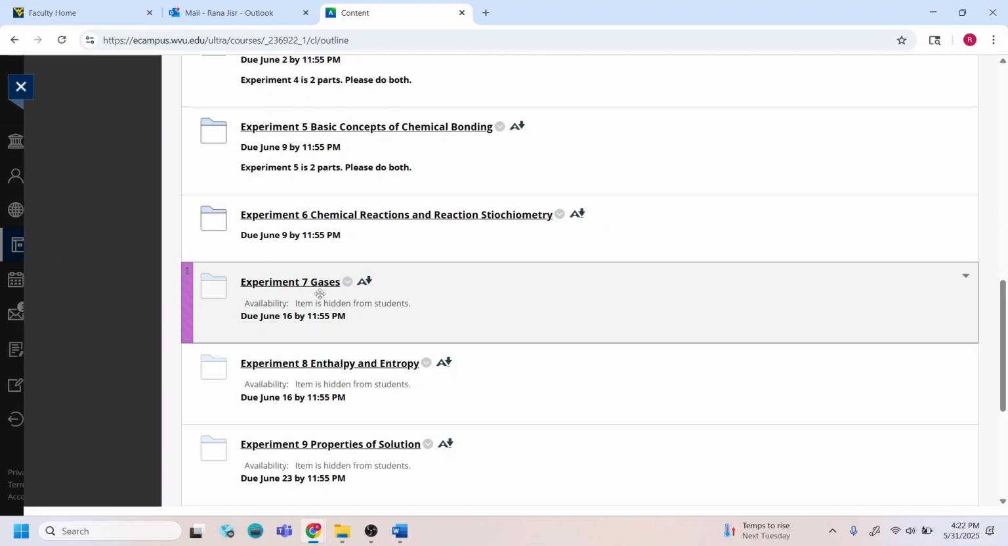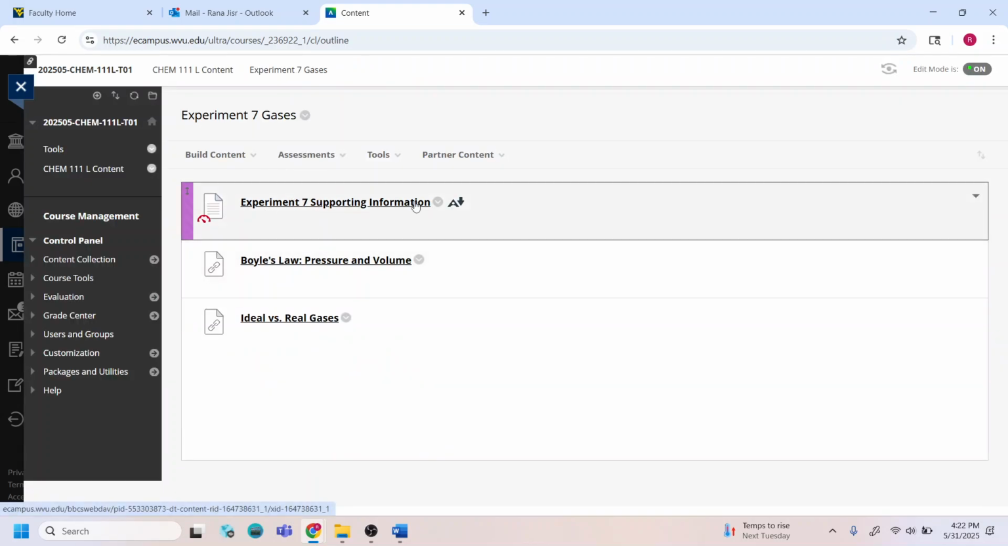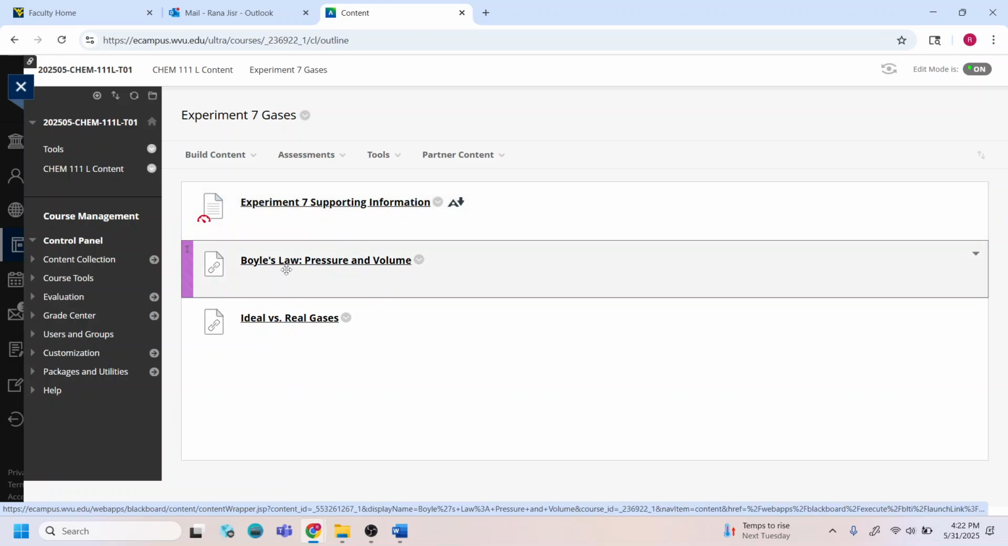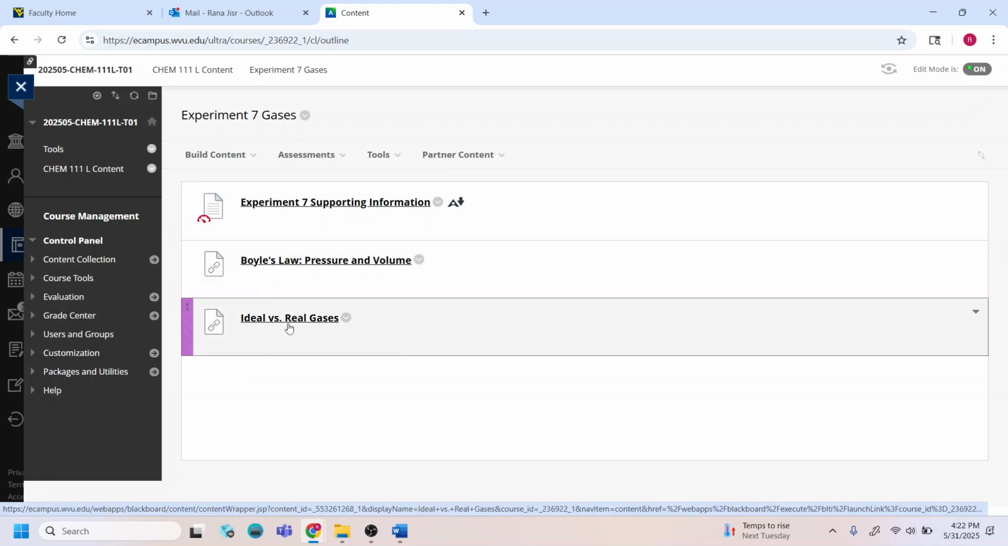In this video, we'll go over the gases experiment. To access this experiment, go to eCampus. You'll see supporting information for this experiment. Please read that. And then you'll see the two experiments. This is part 1, this is part 2.